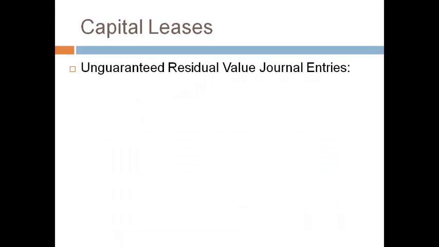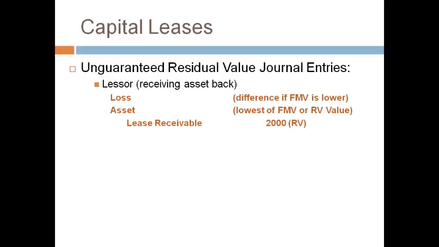The only difference in the journal entries is what happens at the end of the lease. At the end of the lease, the lessee returns the asset to the lessor. The lessor records a reduction to the lease receivable for the residual value. The asset is recorded for the lowest of either the residual value or the fair market value. The amount cannot be higher than the residual value because a gain cannot be recorded when receiving the asset. A gain can only be recorded when the asset is sold at a later date.